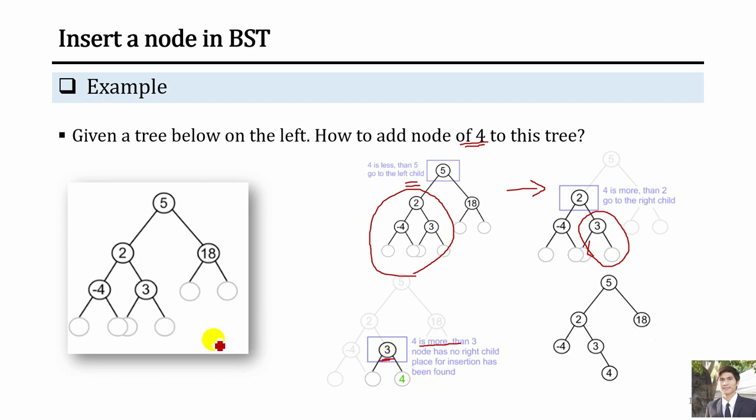Because on the right here, before, it has no data, right? It's nil. So now we can insert number 4 in here. Okay. And this is our final data when we insert number 4 into this tree.